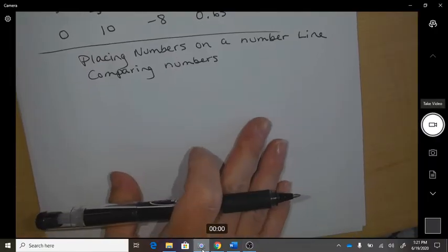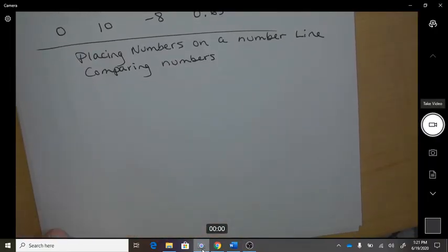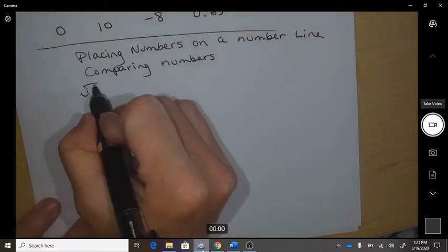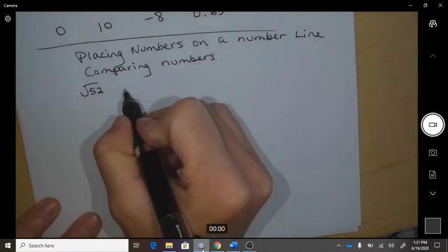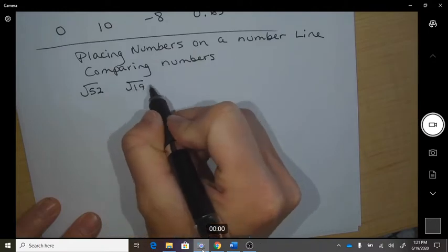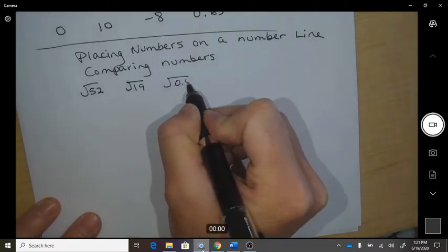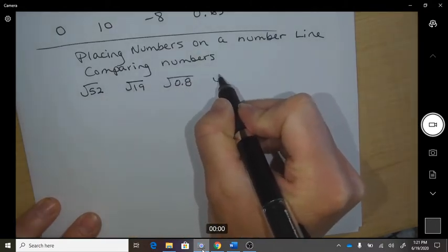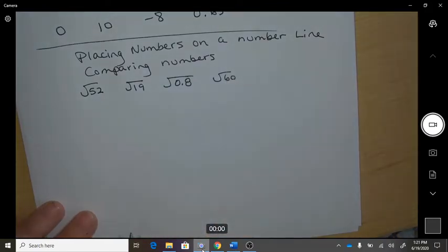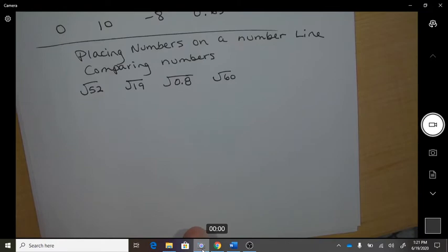Okay, I'm going to show you how to place numbers on a number line, or how to compare the numbers. So here are my numbers: the square root of 52, the square root of 19, the square root of 0.8, and the square root of 60. So what kind of number do these look like? Do you have any idea where they would be compared to, like, the number 5? Is this bigger or smaller?